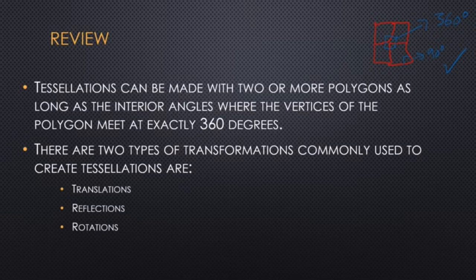Now when we're looking at actually making our tessellations, we can transform some of the polygons we're looking at. Now this should be a review from grade 7, but just as a bit of a refresher, some things you can use are translations, reflections, and rotations. So let's jump into looking at what each of these actually means.